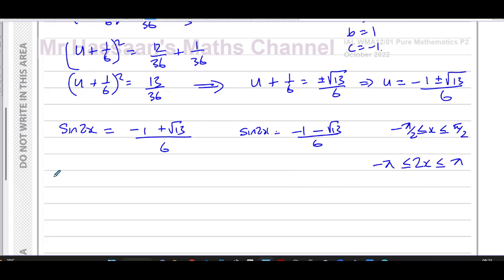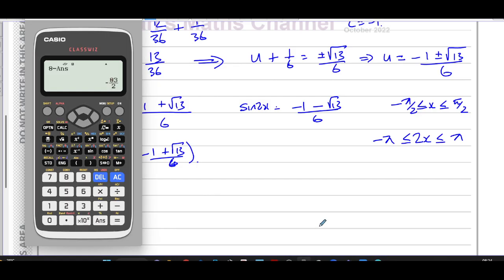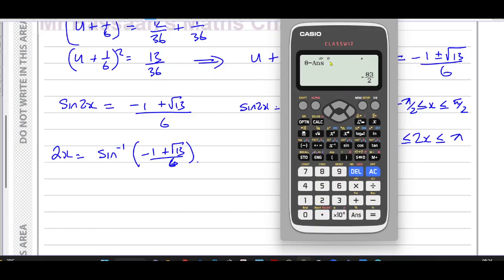Well, the first solution I find, let's start with this one, is when I write 2x equals the inverse sine of minus 1 plus root 13 over 6. So that's the first thing I need to do. I'm going to use my calculator. We can see that the limits are given in terms of pi, which means in radians. This calculator is in radian mode. In case you didn't know how to do it: shift, menu, angle unit, radians. So this calculator is now in radian mode.